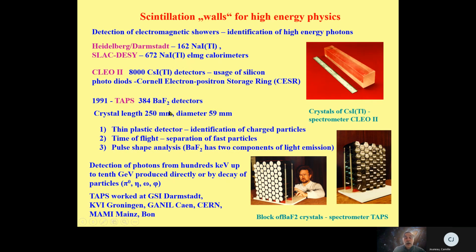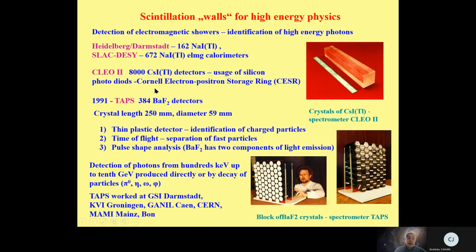Also, barium fluoride has two components of light emission, which means it is possible by pulse shape analysis to distinguish different particles. This type of detector can be used for detection of photons from hundreds of keV, from 1 MeV up to tens of GeV, which are produced directly or by decay of particles. This is the decay of mesons.